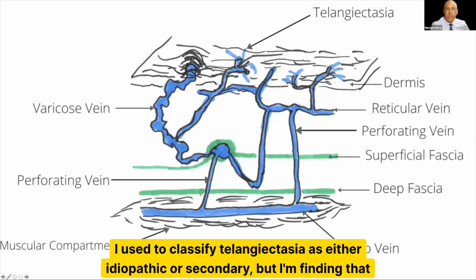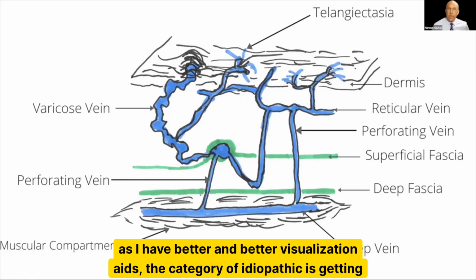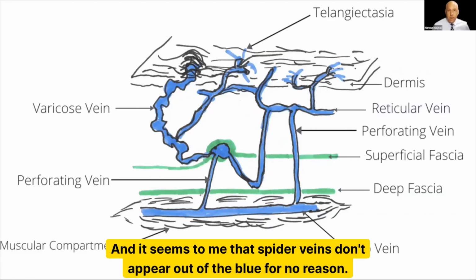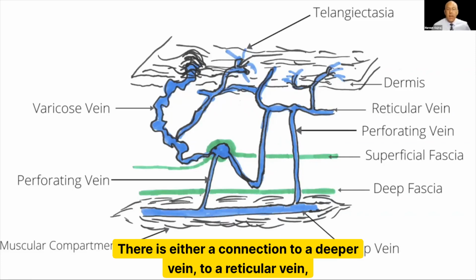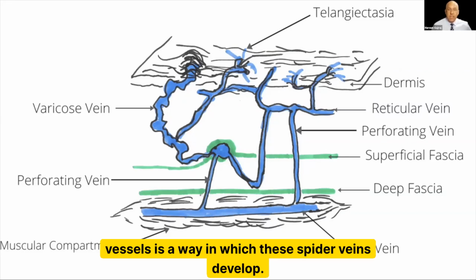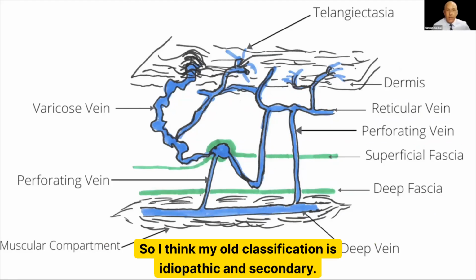I used to classify telangiectasia as either idiopathic or secondary. But I'm finding that as I have better and better visualization aids, the category of idiopathic is getting smaller and smaller. And it seems to me that spider veins don't appear out of the blue for no reason. There is either a connection to a deeper vein, to a reticular vein, and we now know that, of course, microvalve failure in the skin vessels, the reticular vessels, is a way in which these spider veins develop. So I think my old classification of idiopathic and secondary needs revising.